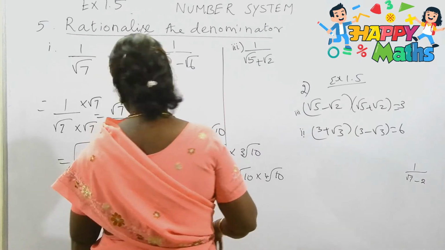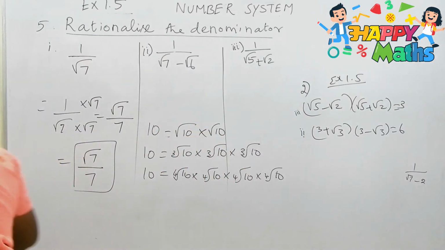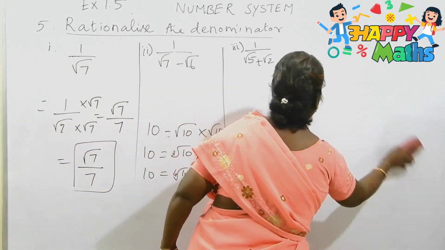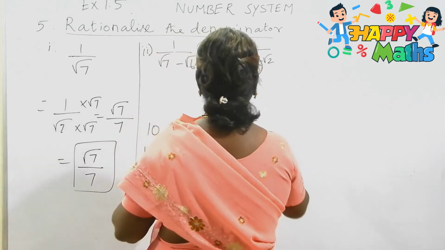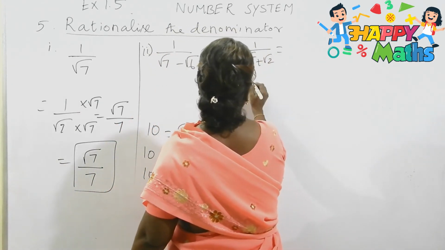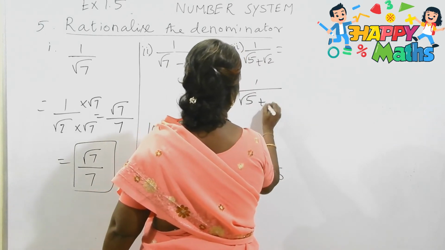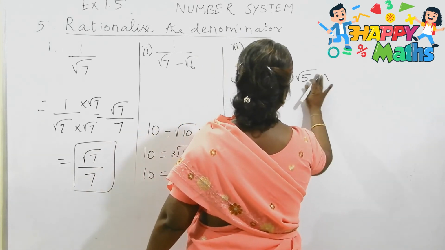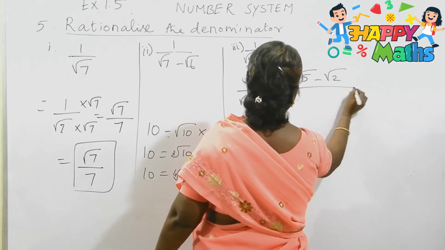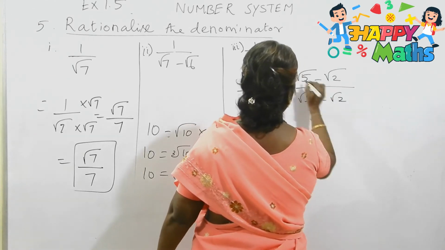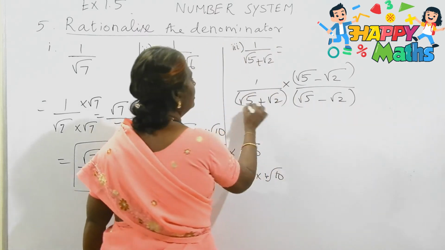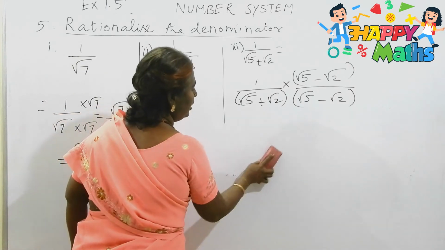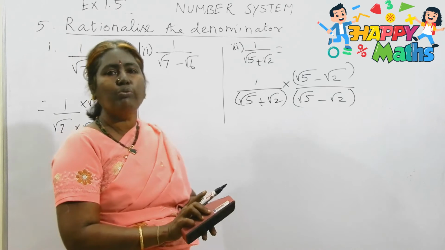What is given here? 1 by root 5 plus root 2. So what are the things you must multiply? Both numerator and denominator. What you have to multiply is the same number with the opposite sign. So we have to multiply this one by root 5 minus root 2 in both numerator and denominator, the opposite sign. Can you understand now? Just have a bracket over here, then you will not get any confusion.